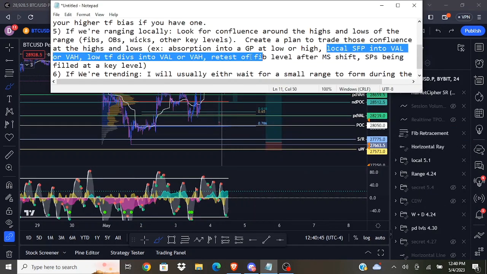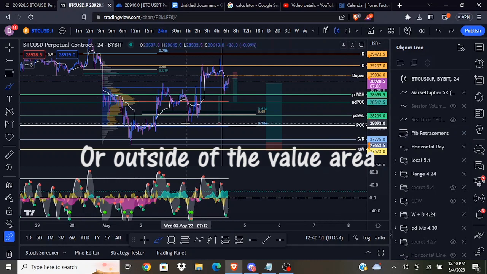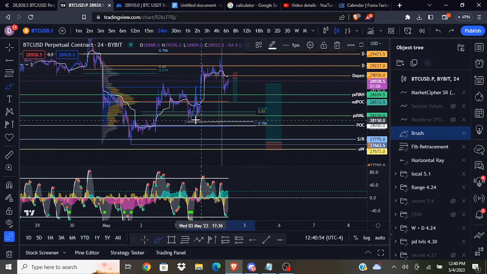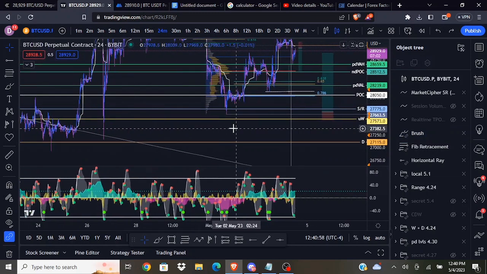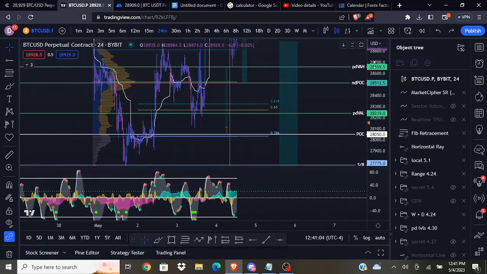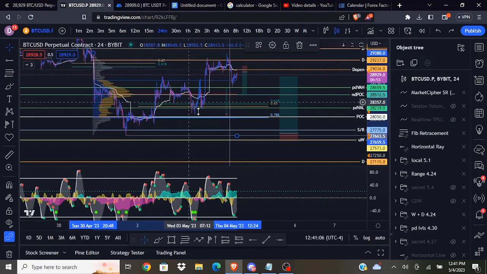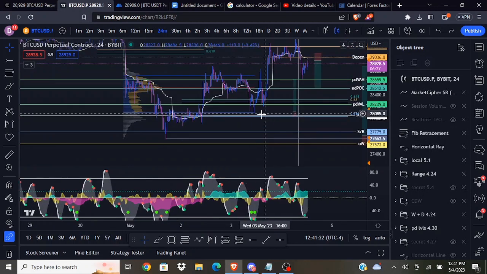You could look for a local SFP into the value area low or value area high. That kind of goes along with this idea I was looking at. Also, the last two trades I took were basically that as well. Actually, I think that is the long I took, so I will use this as an example. If I pull this value area back to right here, this was a long that I took yesterday.